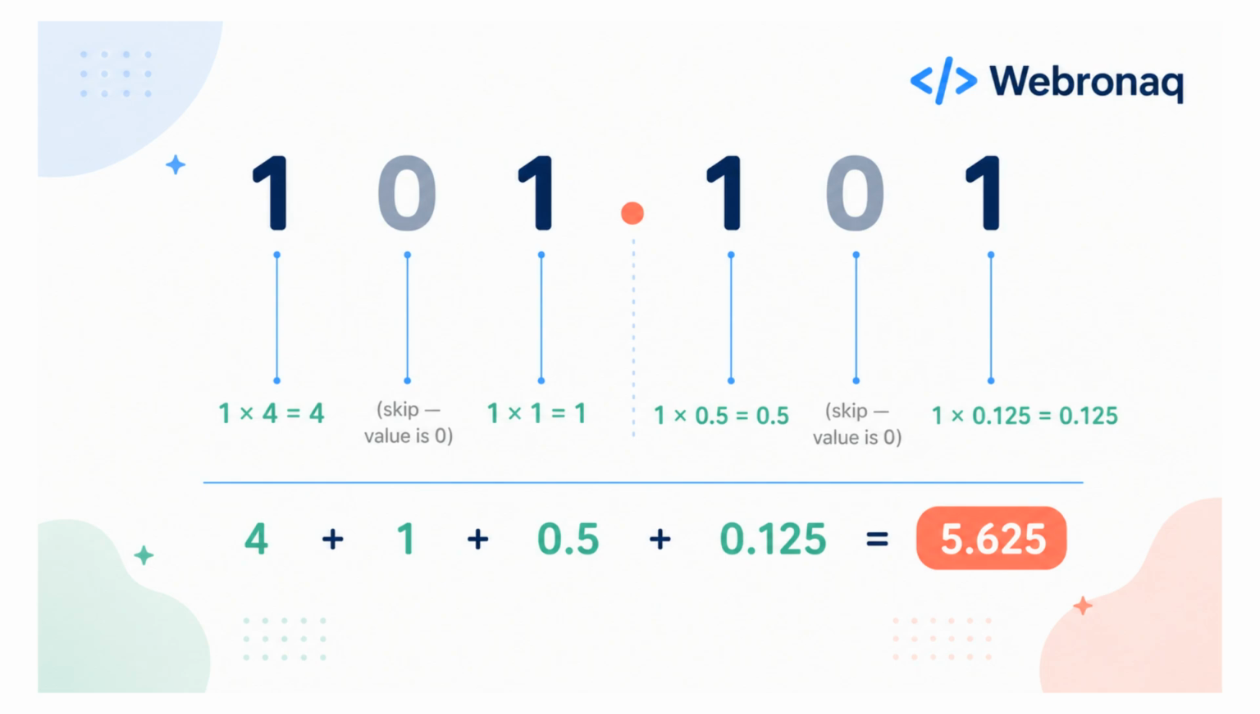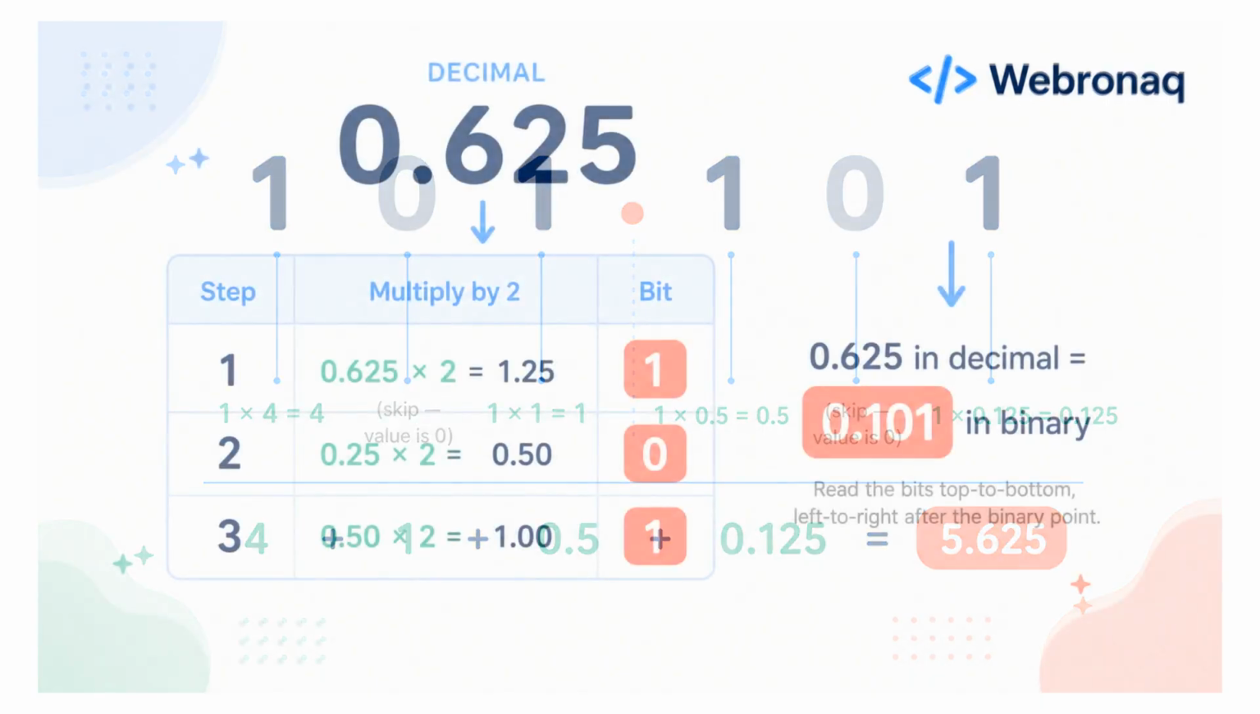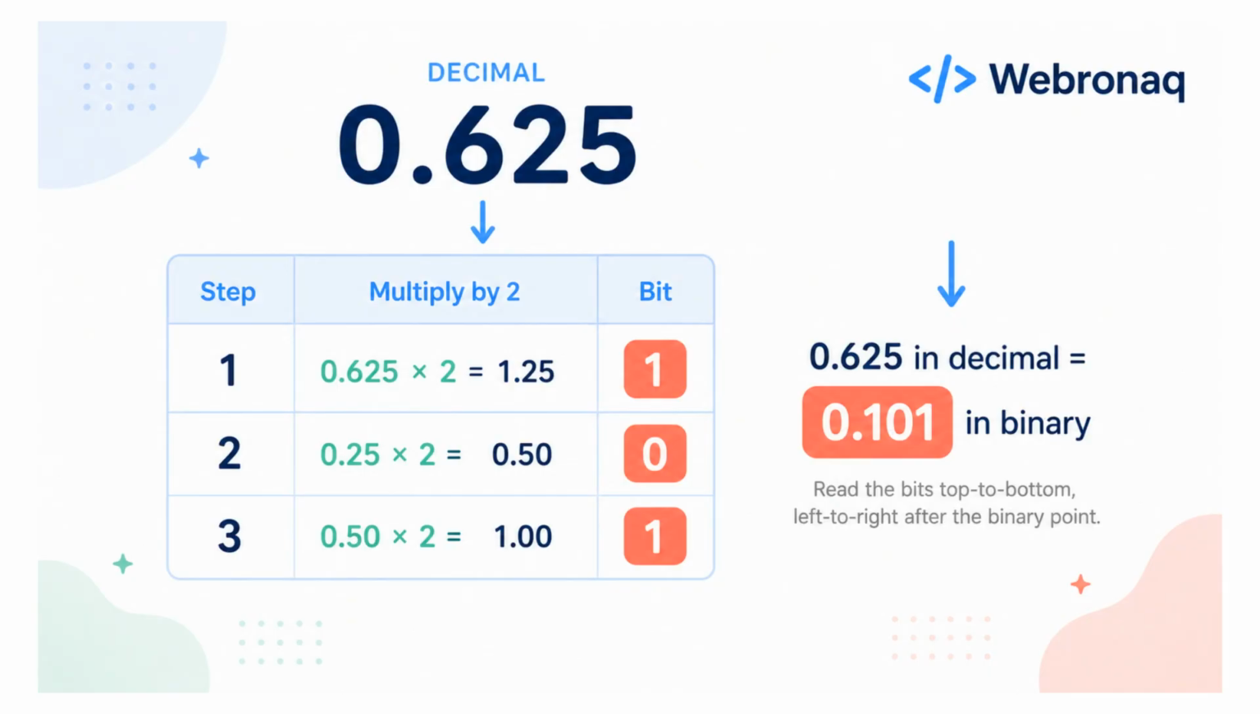Now let's flip it around. What if we want to go the other way? Start with a decimal fraction and convert it into binary. Okay, so going from binary to decimal was pretty straightforward. Now let's reverse it. Say we have the decimal number 0.625 and we want to convert it into binary. How do we do that? There's a neat little trick.